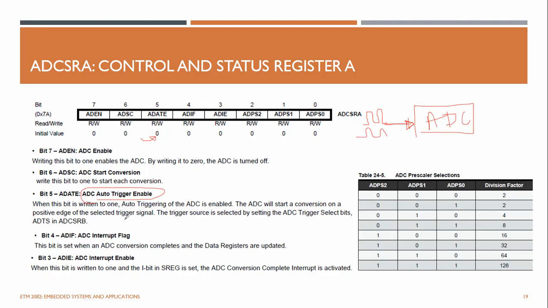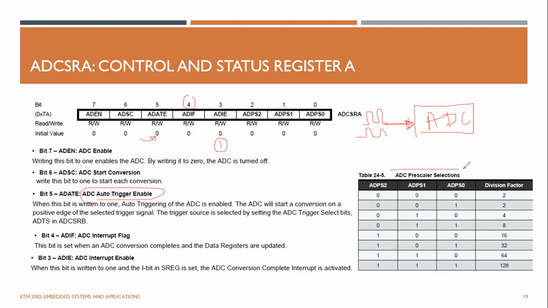Once the ADC conversion is done, it will generate an interrupt flag. So this is the interrupt flag. Once the conversion is done, this bit becomes high. And if you want to use this interrupt, you have to enable it by writing 1. The interrupt should be enabled by writing here. Then you can check the interrupt flag to know whether the conversion is done or not.